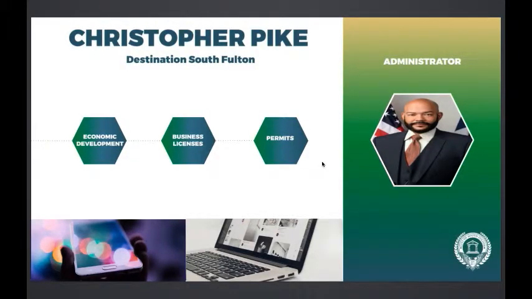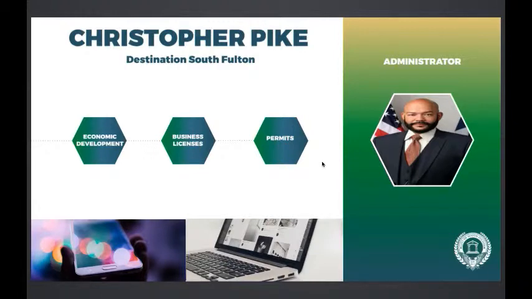And Destination South Fulton, which serves as the economic development arm for the city of South Fulton, is led by our administrator, Mr. Christopher Pike. So our economic development team is focused on making sure that we are attracting quality development to the city of South Fulton in the form of mixed use and other developments that go to enhancing the quality of life for the residents, but making sure that we're being strategic in terms of what developments we bring into the city, because we want to bring those that provide for quality employment, those that are energy efficient and those type of things. So we're being thoughtful in that.